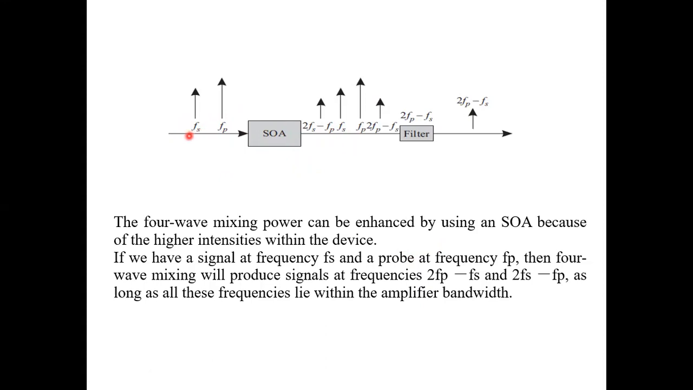We talk about the signal frequency and the probe frequency. When using this combination inside the optical amplifier, we have 2fs minus fp, fs, fp, and 2fp minus fs. This is the same thing that you get outside the superheterodyne block. So here what we also say is the signal frequency fs, we are transferring it to a probe frequency.